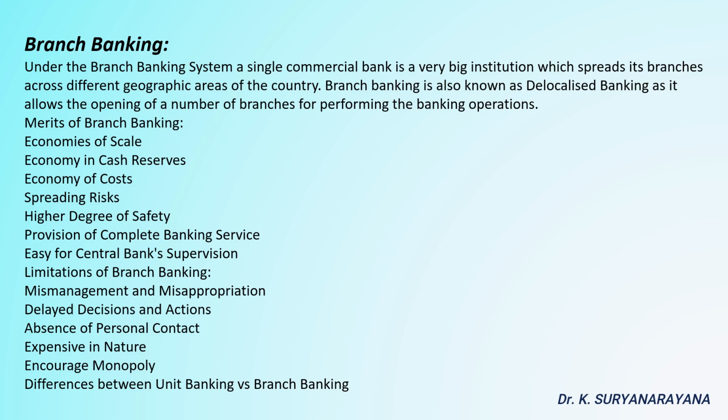Branch bank does not encourage decentralization, it encourages monopoly. Risk level. Unit bank has a higher risk level as it is confined to a limited area. In branch bank, the risks are spread across all the branches. Safety. Unit bank does not help in maintaining a higher degree of safety and liquidity. Branch bank helps in maintaining a higher degree of safety and liquidity. Economies of scale. Unit bank does not have the benefits of economies of scale. In branch banking, we have the benefits of economies of large scale operations.